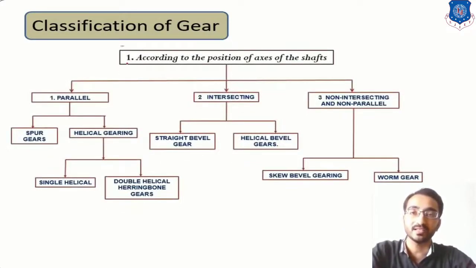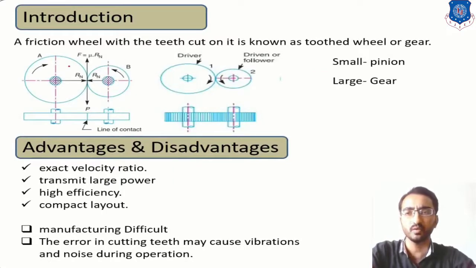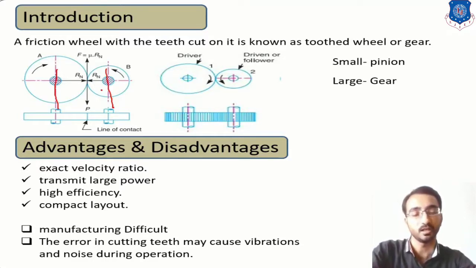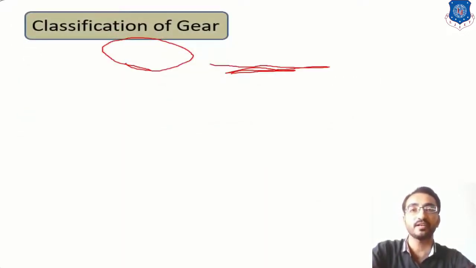For example, the first classification of gear is according to the position of the axis of shaft, how the shafts are placed. In the previous system, as we have referred, if you want to transmit power from one shaft to another shaft, then you are using a gear system. But if the shaft positions change, how can we introduce different types of gear to accommodate this change in the shaft axis?